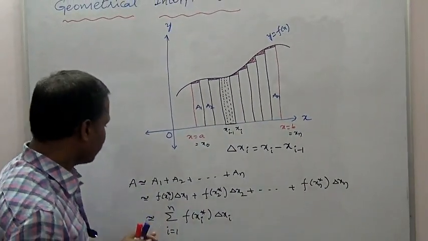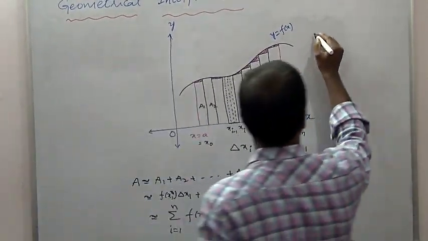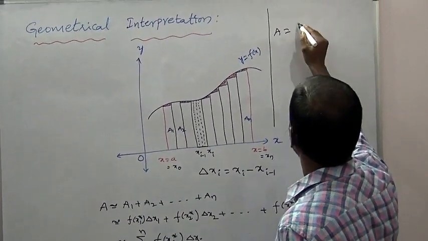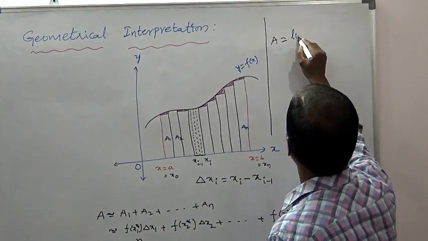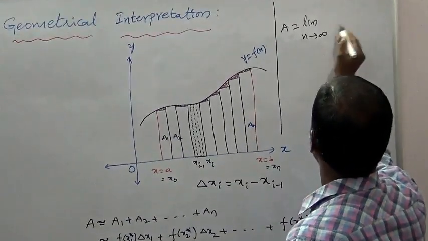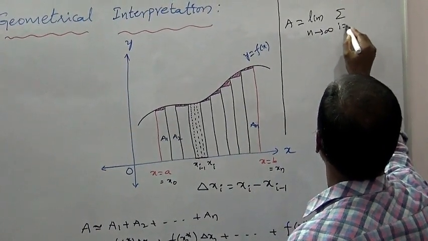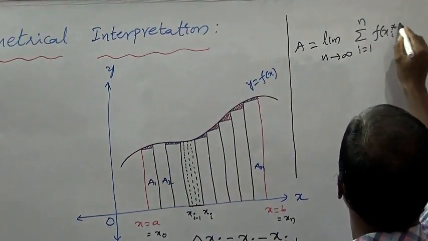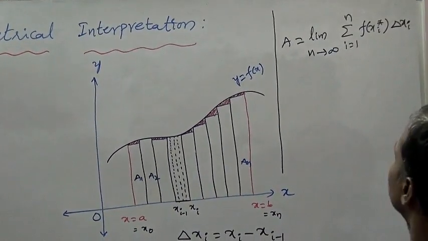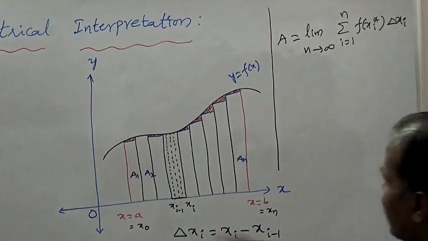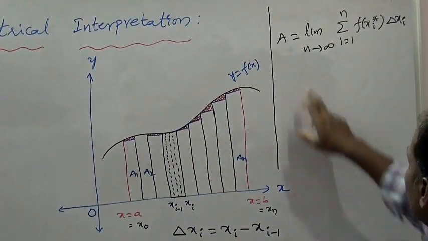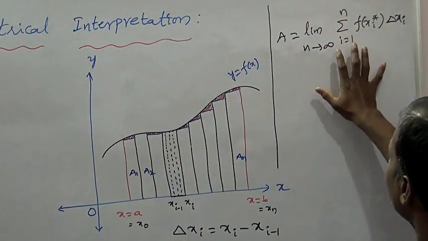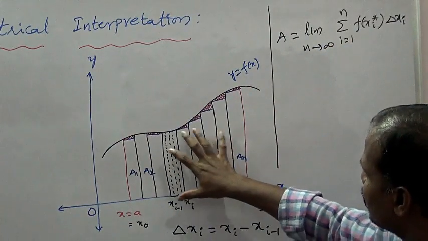Okay? So then what will be the area? In that case, the area A equals the limit as n tends to infinity of the summation from i equal to 1 to n of f of xi star into delta xi, because when n tends to infinity the error will be overcome, so we are using equal. So this becomes the area of this region.